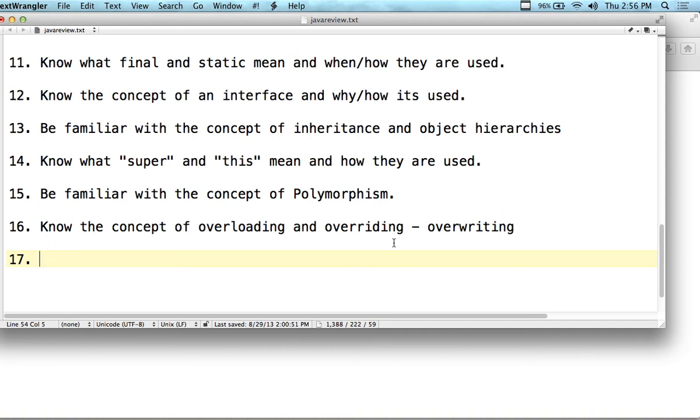It has to do with a class definition. You know, you define a class. Example of defining a class: public class MyClass, extends something, implements something.